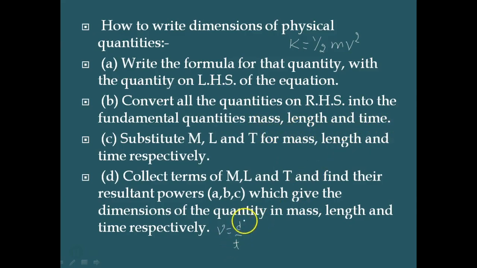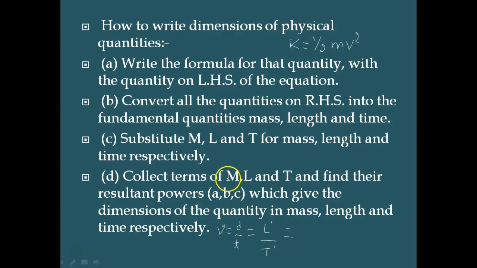So already these two are in the fundamental quantities, distance and time. No need of converting it again. Substitute M, L, T for mass, length and time respectively. So for distance we should substitute it as L raised to 1, and for time we should substitute it as T raised to 1.